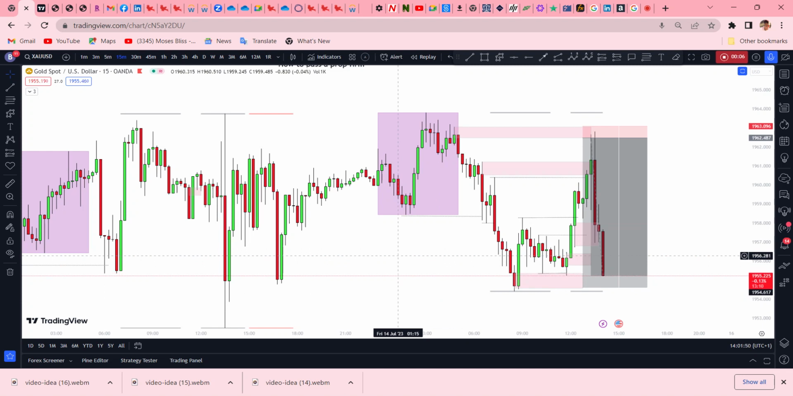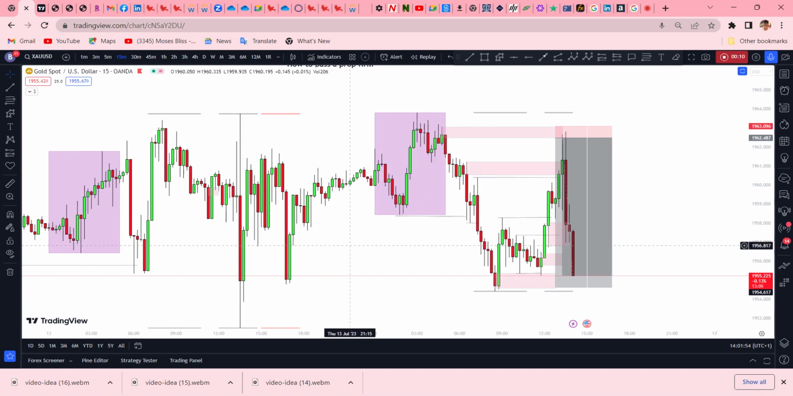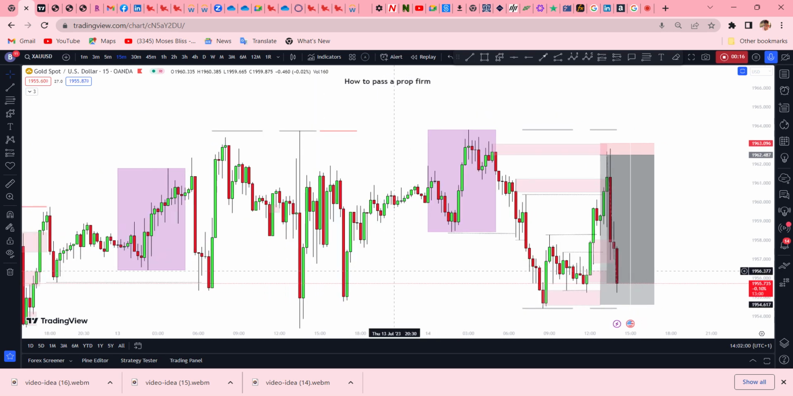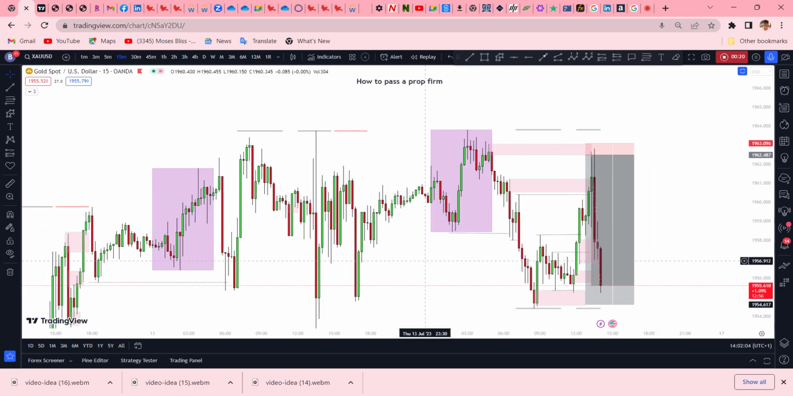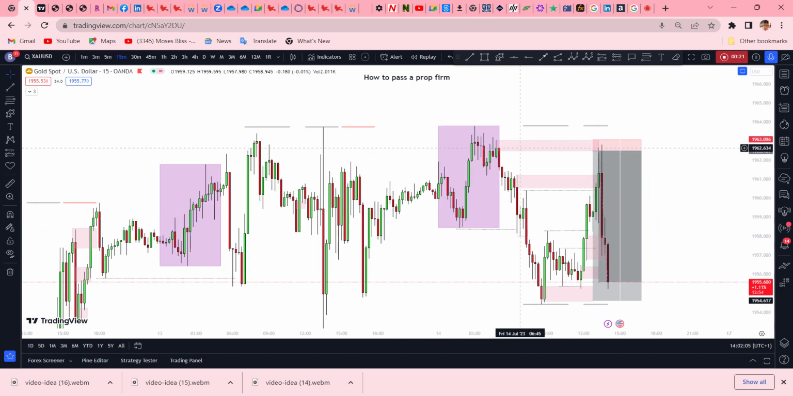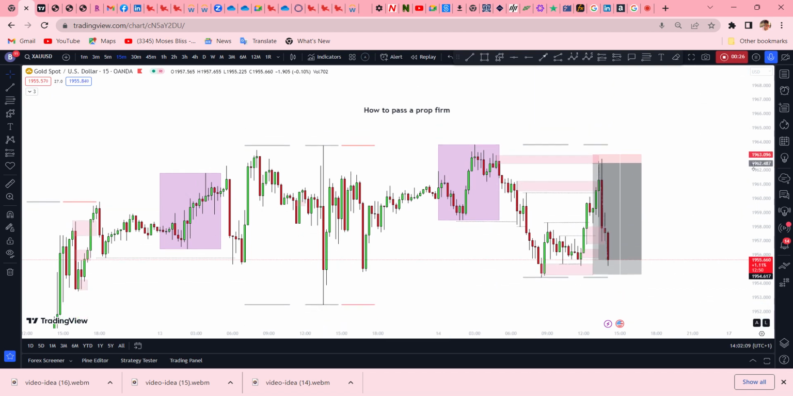All right, guys. So basically, we're talking about how to pass a prop firm challenge and the risks involved in passing it. So how was I able to get the analysis? Previously analyzed about this, and this was our setup. Okay, let me just go through this and see how we got to this entry high, this significant high.